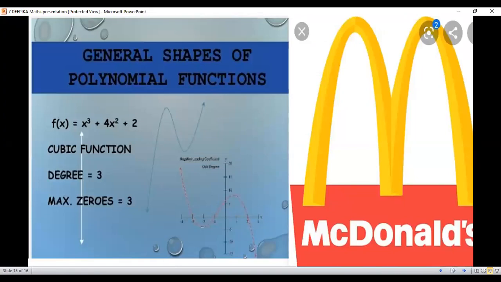Now it comes to the cubic polynomial. A cubic polynomial should have a maximum of 3 zeros. And as I have given here as an example, the McDonald's, as we are very fond of eating pizzas, burgers, all those things. So here in McDonald's, the M represents 3 zeros, cutting the graph at 3 points. So it is a cubic polynomial. So, next slide.